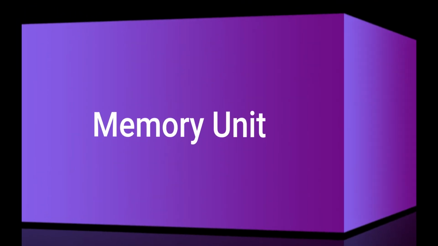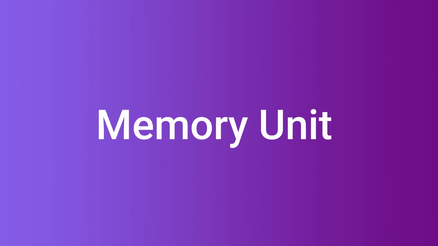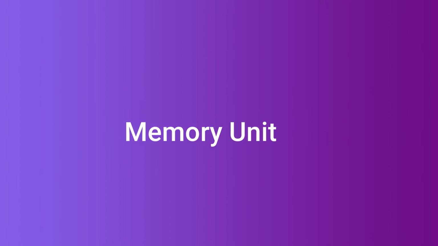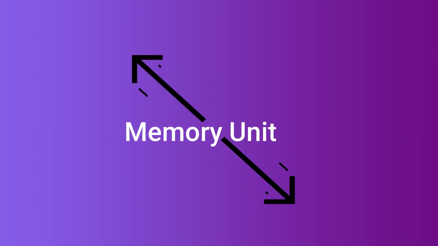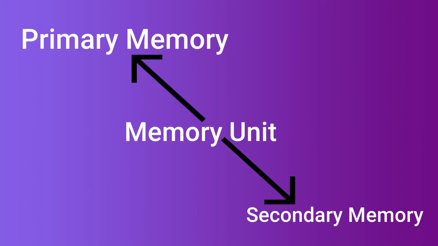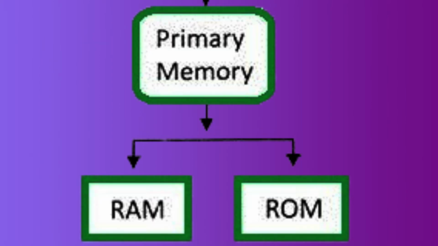Next is the memory unit. The memory unit is responsible for storing the data. It is further divided into two types, which are primary memory and secondary memory. The primary memory is used to store files temporarily, that is, it can store data for a very short period. Examples may be given of RAM and ROM.